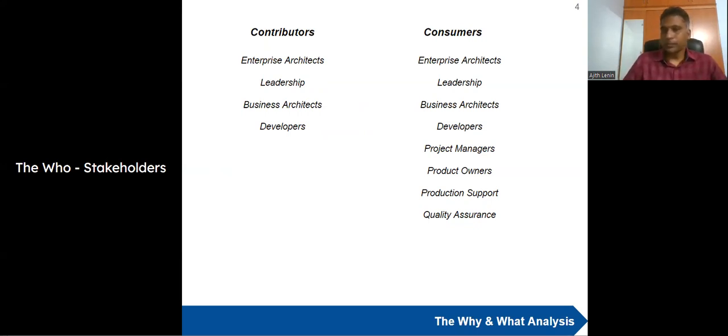So we need to define the stakeholders. Enterprise architects and developers would become default consumers of it. So it could be leadership, business architects, project managers, product owners, production support teams, quality assurance teams. So whoever it could be, right? This is the first exercise we want to do, which is to define who the stakeholders of the enterprise architecture are. And then we'll get into the why and what analysis.